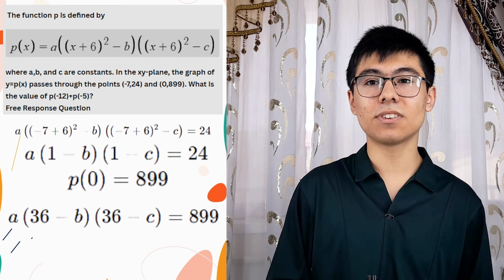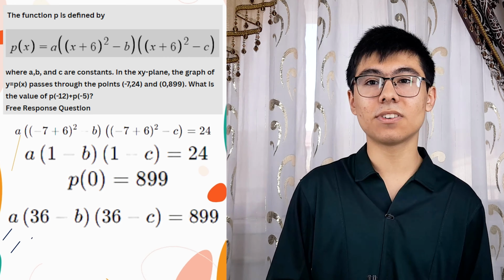Here's the trick. Let's investigate what happens at other points. Now we can investigate the equations at other points, like p(-12) and p(-5). These might just reveal the final piece of the puzzle. Let's start with p(-12). We know from our original function that p(-12) equals a multiplied by (-12 plus 6) squared minus b multiplied by (-12 plus 6) squared minus c.